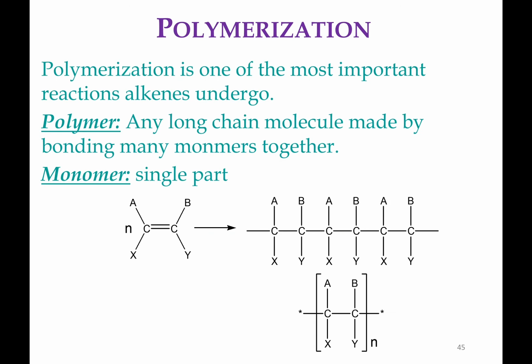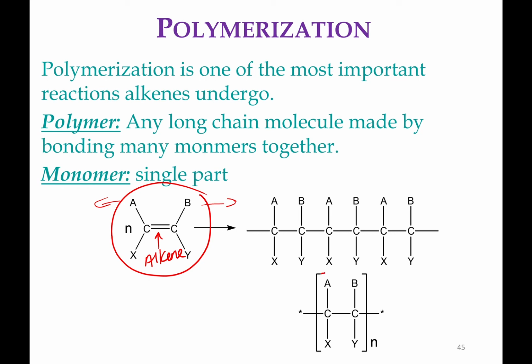The last reaction we want to talk about is polymerization. A polymer is any long chain molecule that's made by many monomers. This is our monomer in this case. It's an alkene, and it's the single part that's going to end up repeating. And it can build out from both sides, which makes it a very effective way to polymerize.